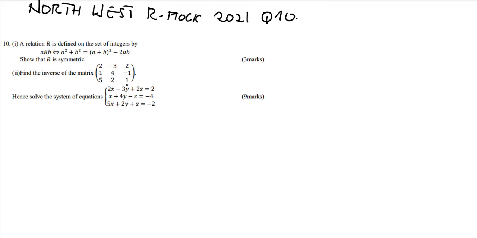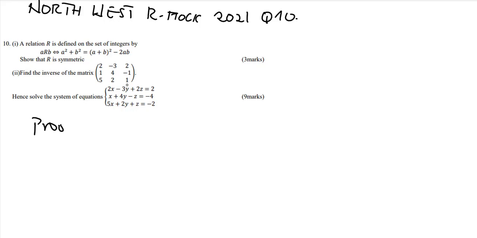In today's video, we are going to see an extract of the Northwest Regional Mock 2021 question in Mathematics Paper 2, question number 10. Now, the Roman one says a relation R is defined on the set of integers by A is in relation with B if and only if A squared plus B squared is equal to (A plus B) all squared minus 2AB. Now, we have to show that R is symmetric.